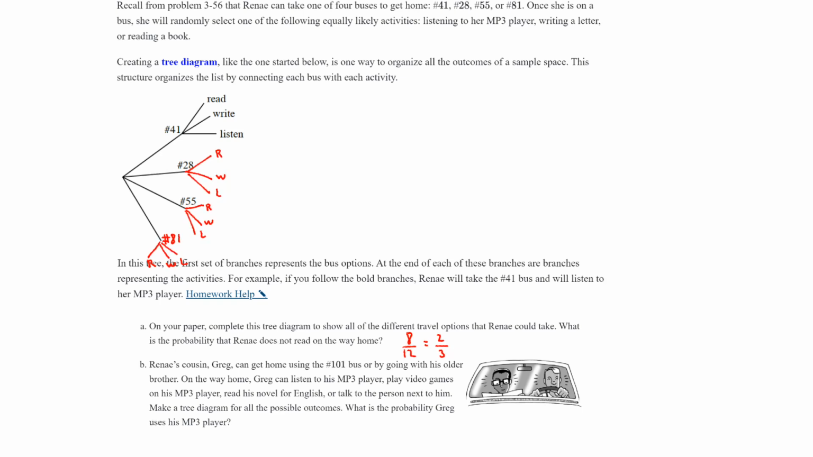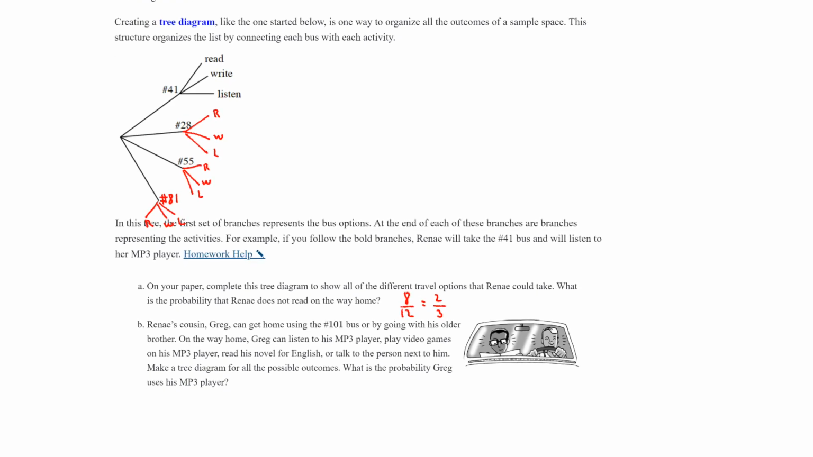On part B, Renee's cousin Greg can get home using the 101 bus or by going with his older brother. On the way home, Greg can listen to MP3 player, play video games on his MP3 player, read his novel for English, or talk to the person next to him. Make a tree diagram for all the possible outcomes. What is the probability Greg uses his MP3 player?